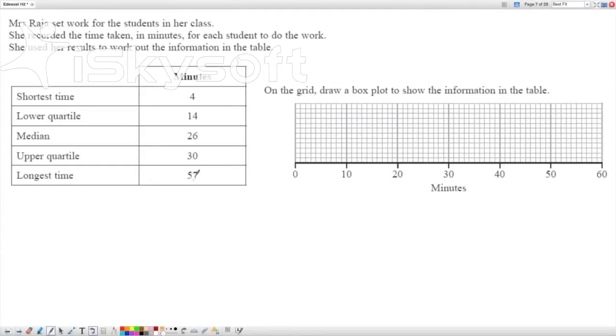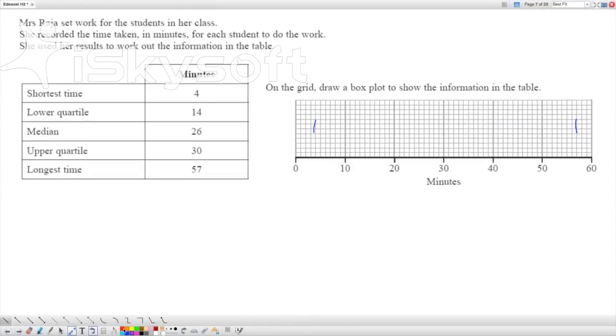Here we're given some information in our table and asked to plot this information onto the box plot. Here we're given all the values that we need. This is our shortest value, our smallest amount. So here at 4, we do a small line. Our biggest value, here 57, we draw another line here at 57 using a ruler. Then we are going to draw the box part in the middle, which has here the lower quartile at 14. This line needs to be a bit longer because this is where the box is going to be.